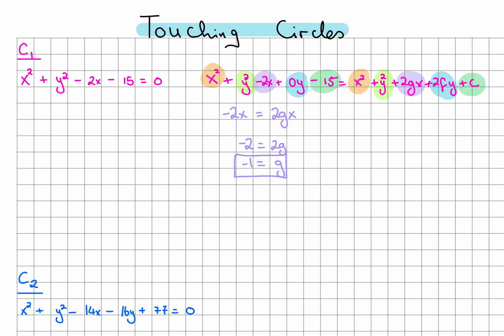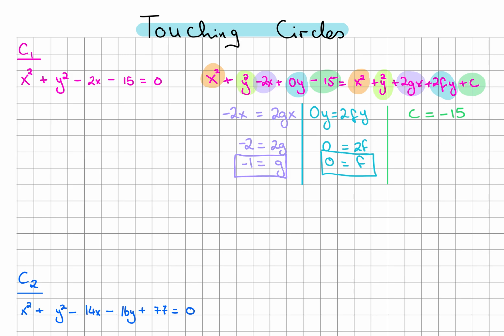Next, I'm going to look at the y's. I have 0y is equal to 2fy. If I divide both sides by y, I'm left with 0 is equal to 2f. If I divide both sides by 2, f is equal to 0. So here's a second piece of the puzzle that I'm going to need. And then finally, c is equal to minus 15, which is nice and straightforward. No changes to be made here.